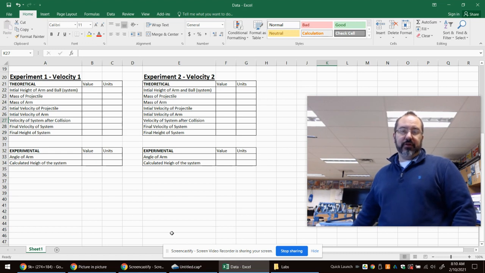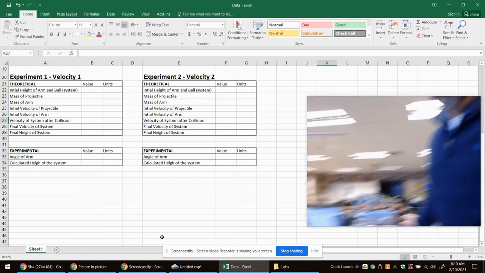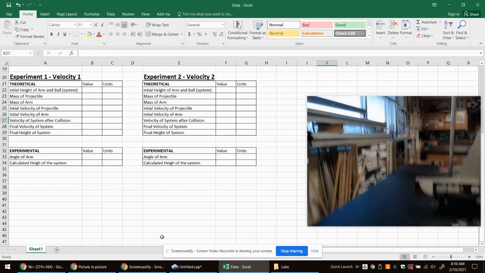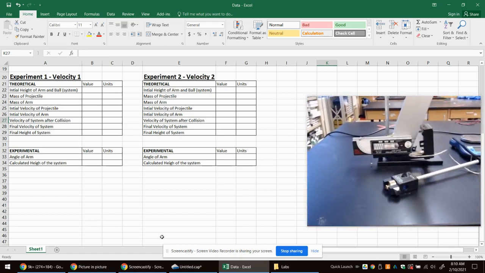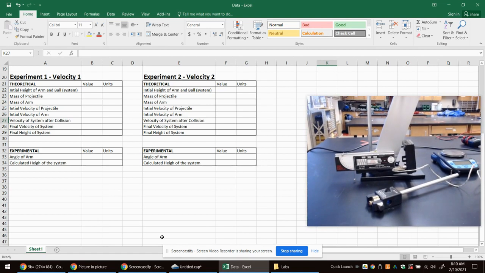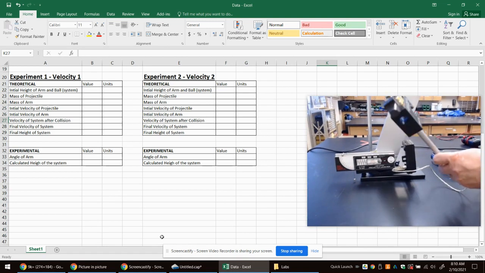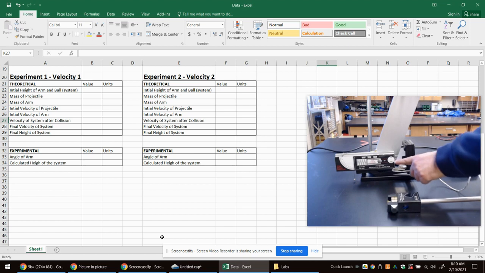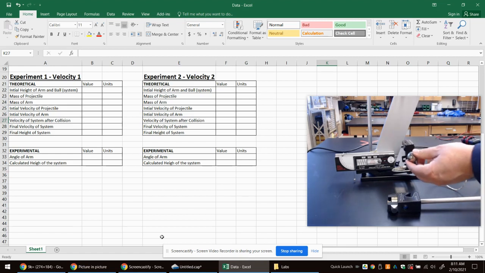The equipment that we're going to be using can be seen here. With this equipment, we have an arm, which is located here. We have a projectile launcher. We are going to be using a photo gate. We will also have a projectile ball. Let's get the data collected, and I'll explain how the equipment works as we're doing this.